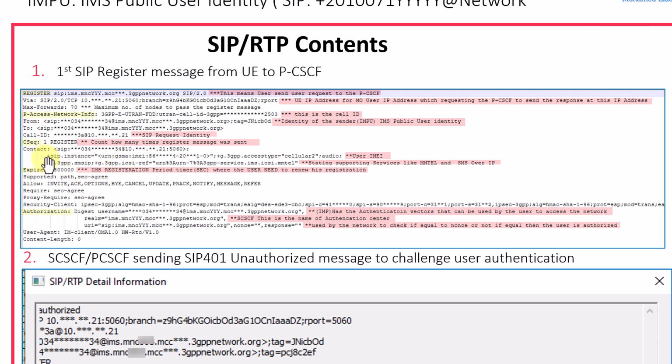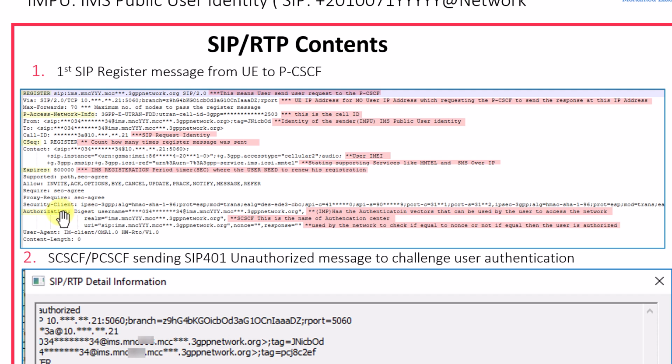And there is also some information before that part. For example, this is the contact here. This contact tells that this is the UE address, his own address. Also, under the contact you'll find the IMS ICSI MMTEL, which states that I'm supporting services like MTAS and, for example, SMS over IP. This information is stated here, especially for the MMTEL, as mentioned here.